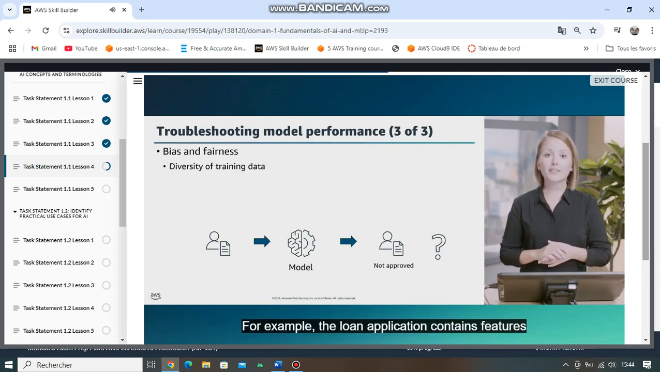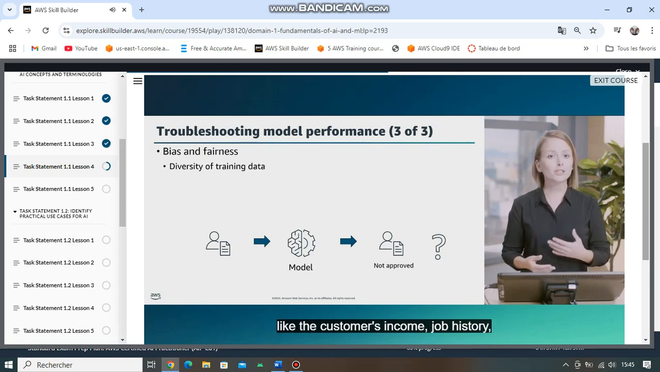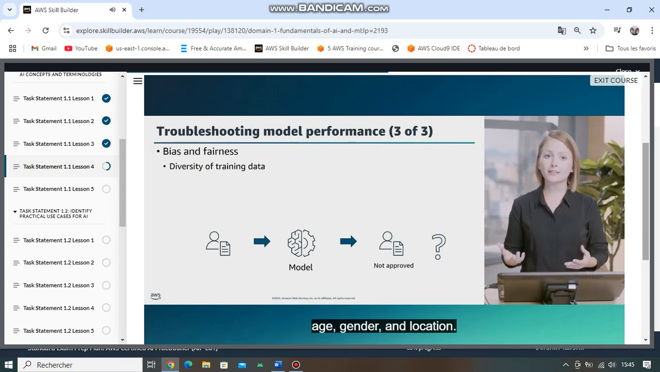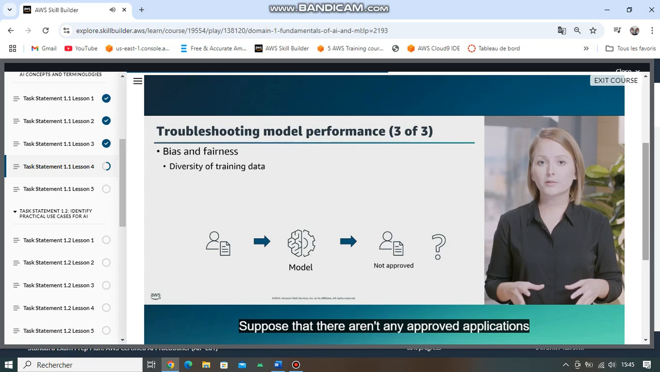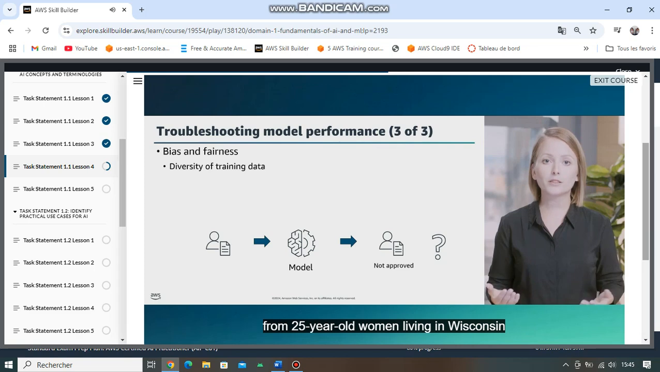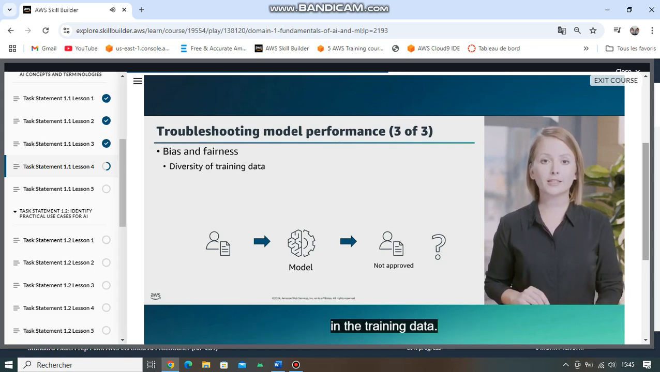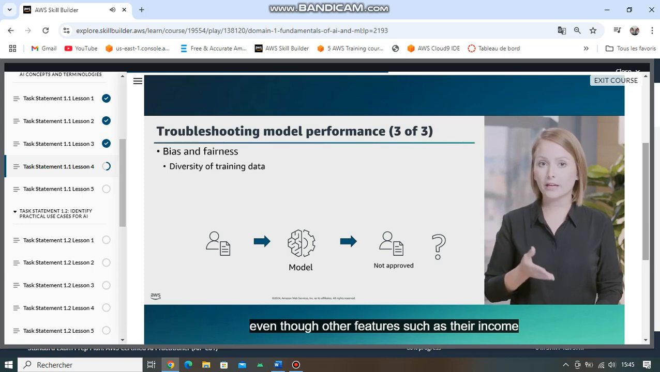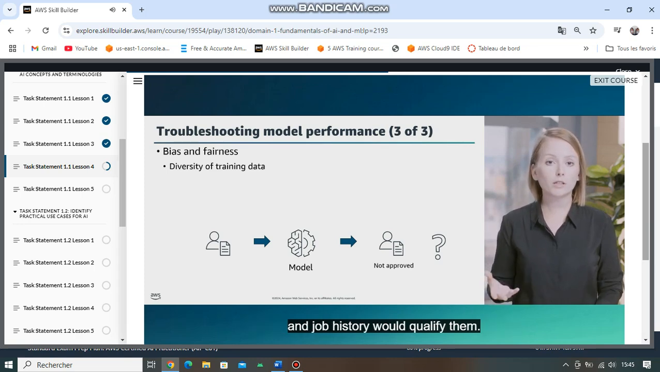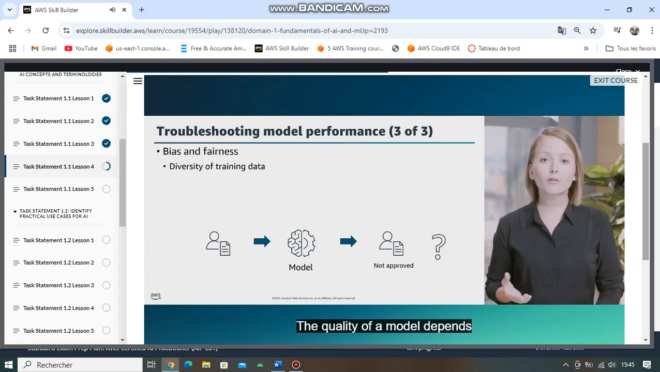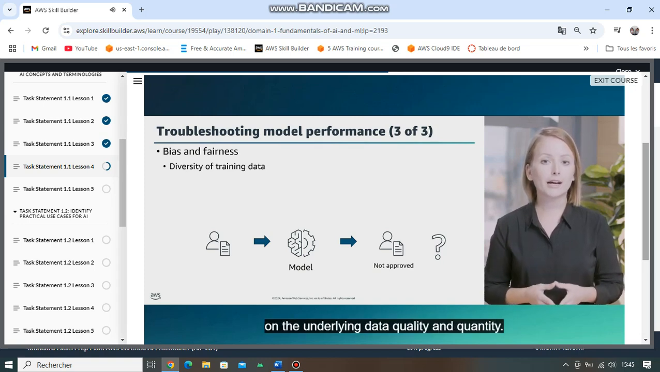For example, the loan application contains features like the customer's income, job history, age, gender, and location. Suppose that there aren't any approved applications from 25-year-old women living in Wisconsin in the training data. Then the model could learn that those should not be approved, even though other features such as their income and job history would qualify them. The quality of a model depends on the underlying data quality and quantity.